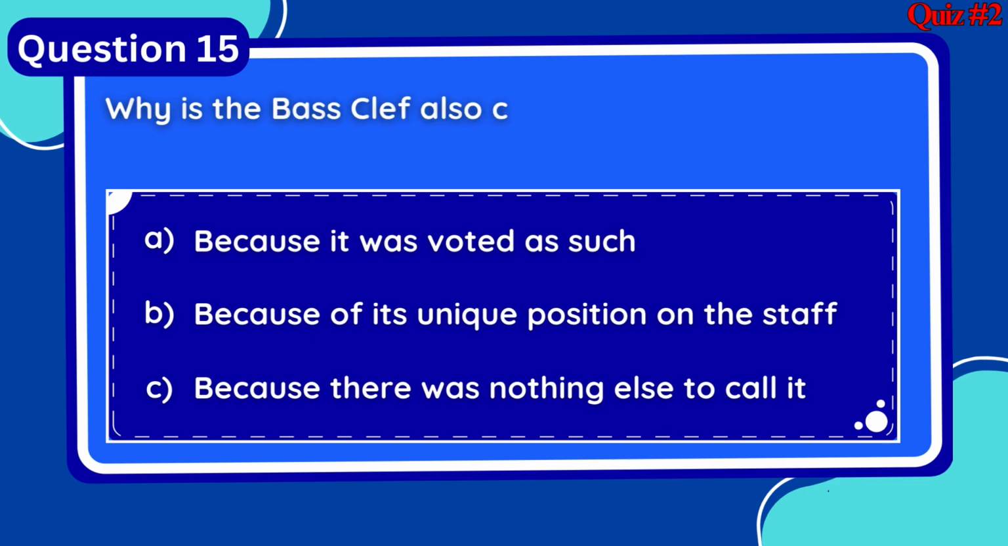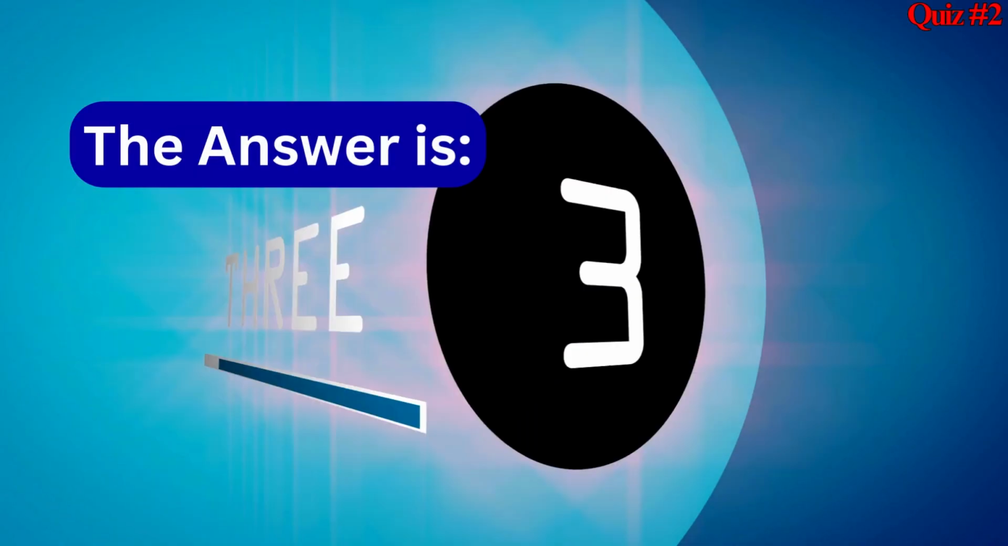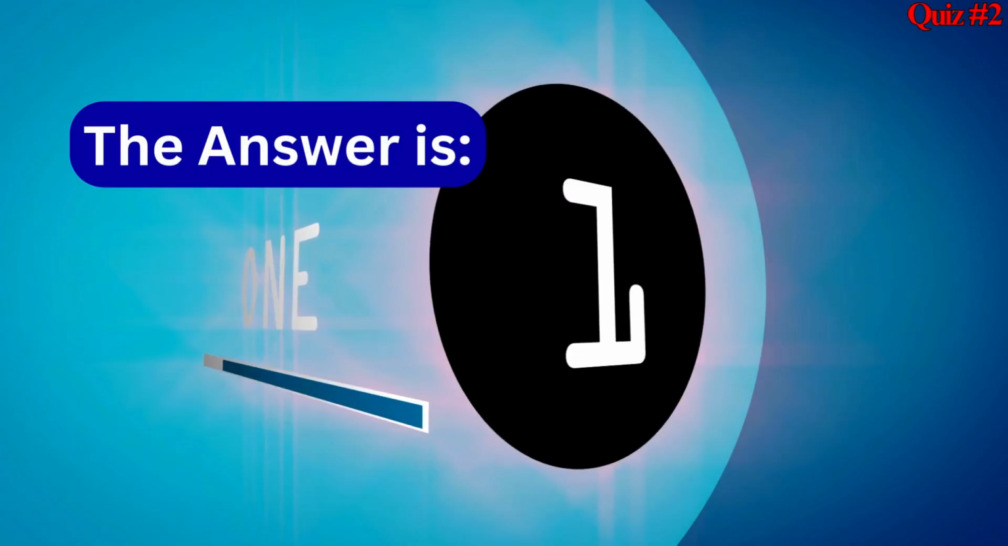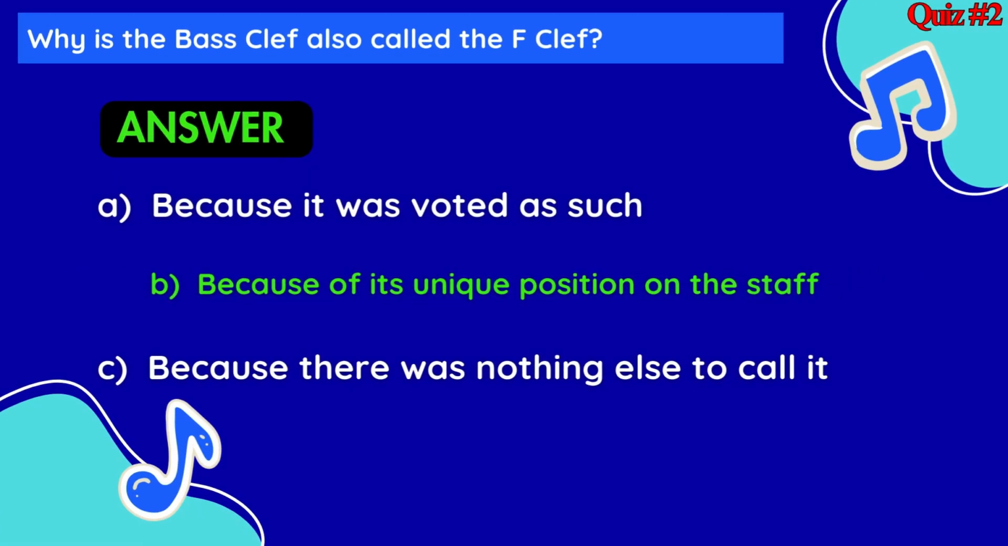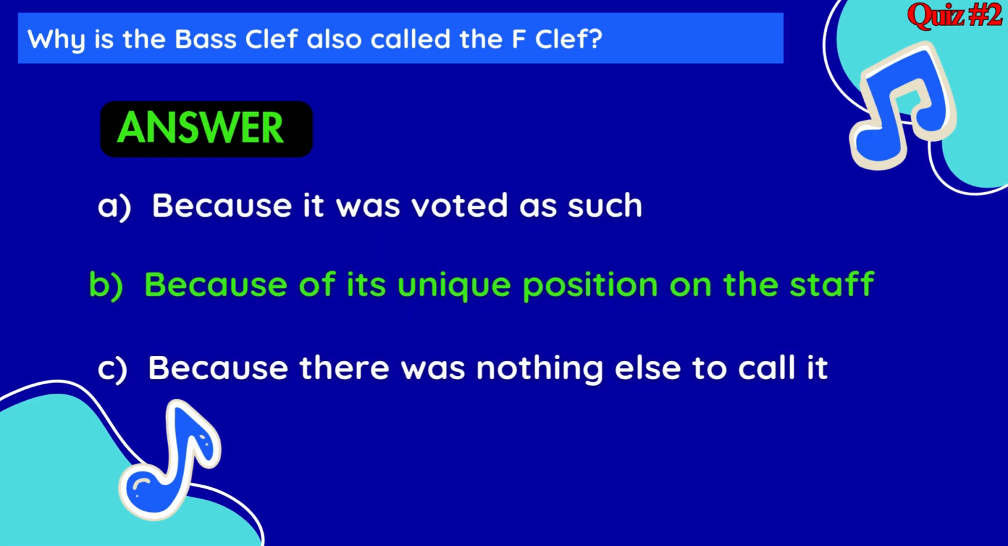Question 15. Why is the bass clef also called the F clef? A, because it was voted as such, B, because of its unique position on the staff, or C, because there was nothing else to call it? And the answer is B, because of its unique position on the staff.